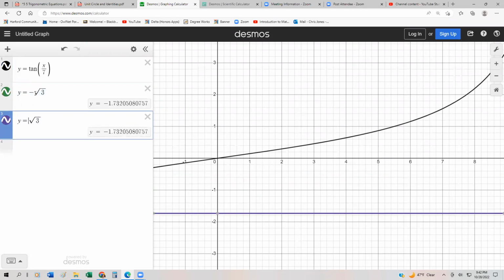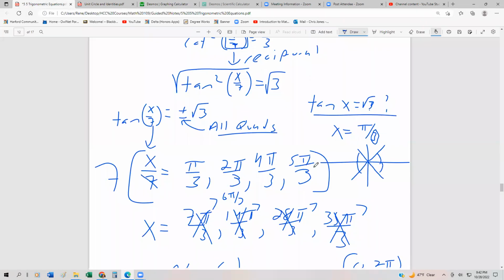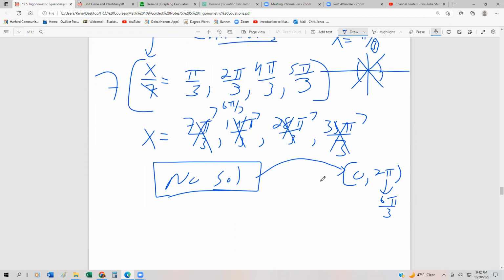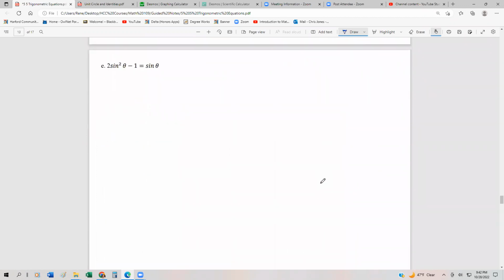Okay, and I want you to notice that the only place that it even comes close is up here at 7 pi thirds, which is well beyond our 2 pi. Okay, so unfortunately, there is no solution to it, at least in this interval. There are an infinite number of solutions, just not in a given interval.